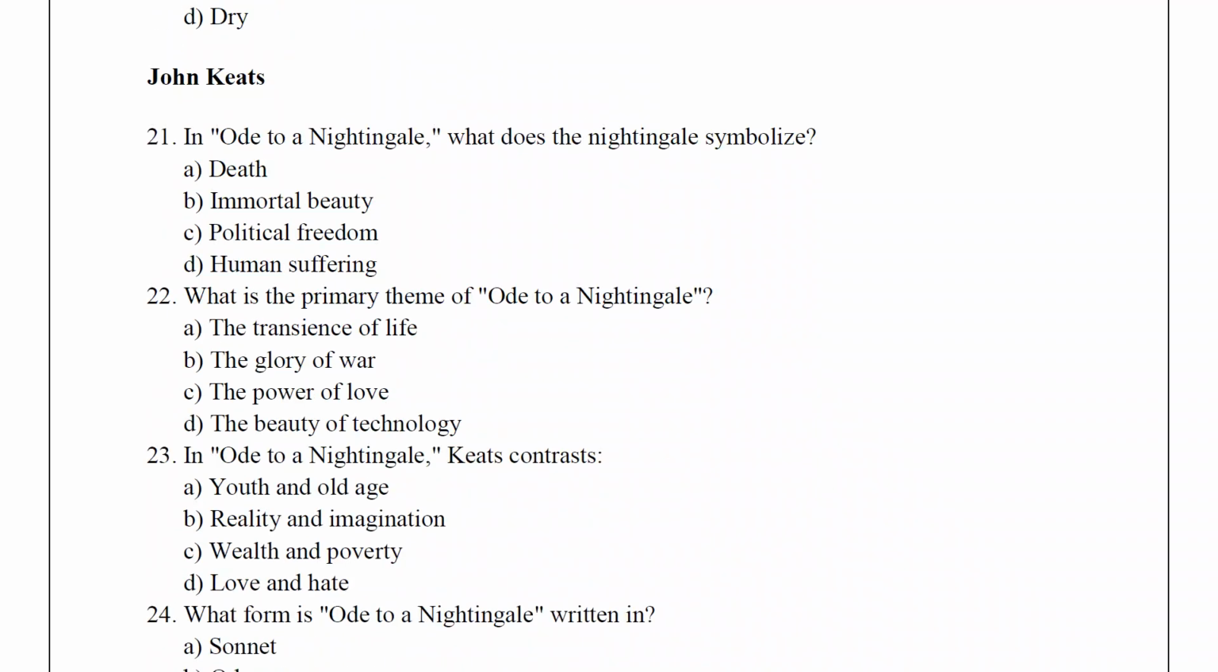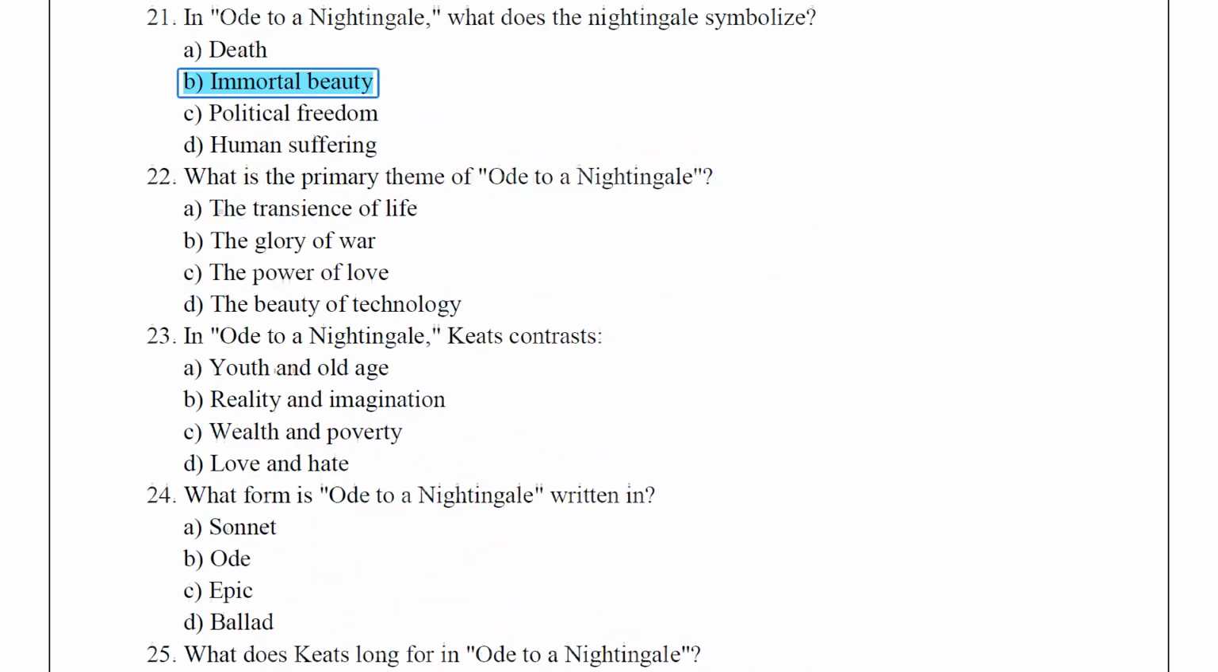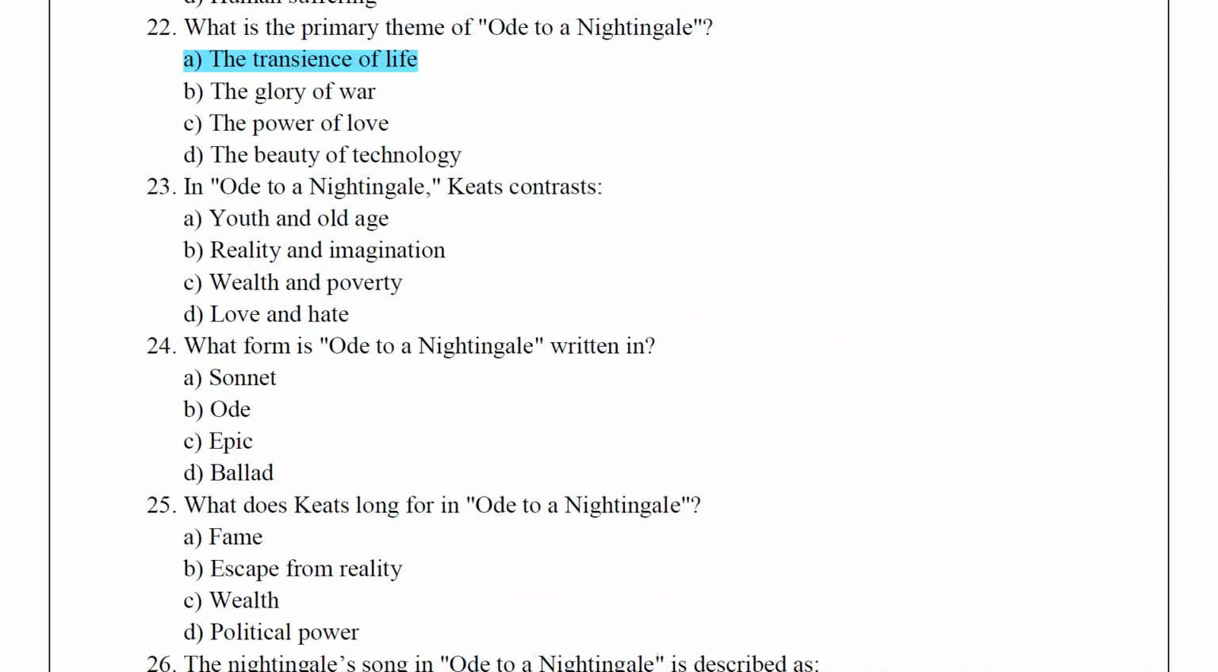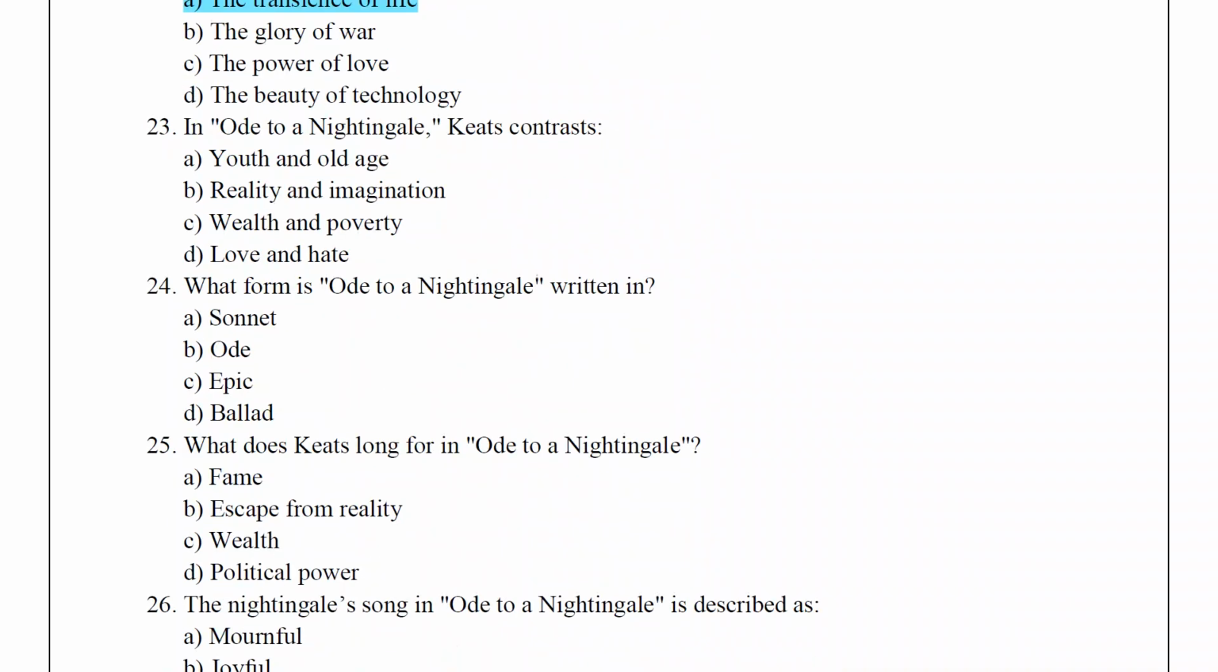Next topic, Ode to the Nightingale. John Keats' Ode to the Nightingale. In Ode to the Nightingale, what does the nightingale symbolize? Immortal beauty. What is the primary theme of Ode to a Nightingale? The transience of life. In Ode to a Nightingale, Keats contrasts reality and imagination.